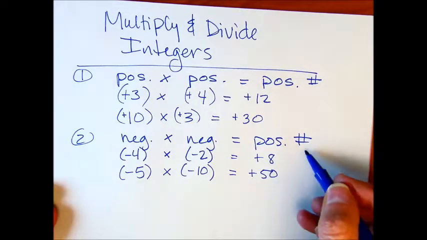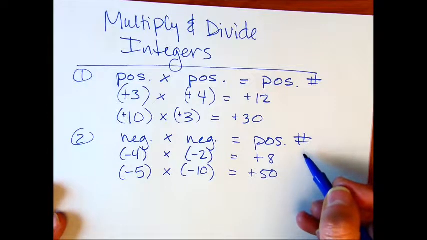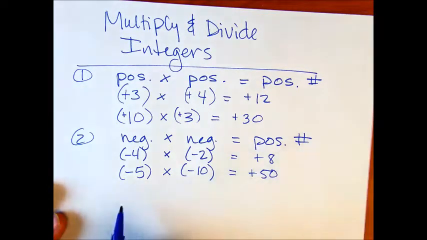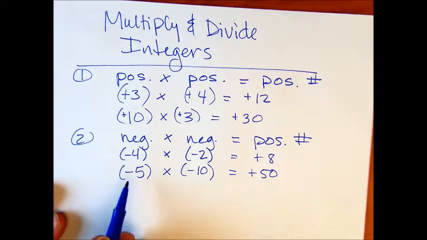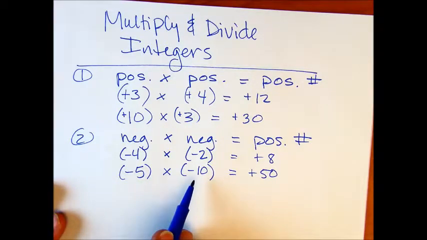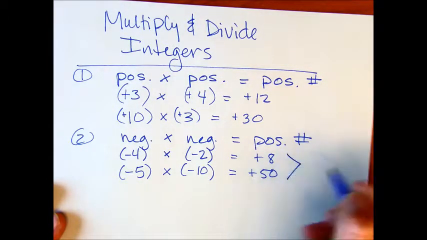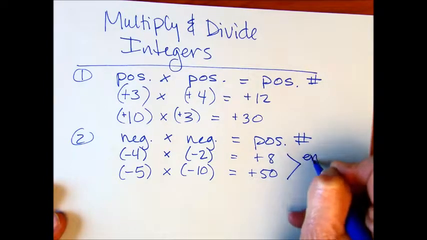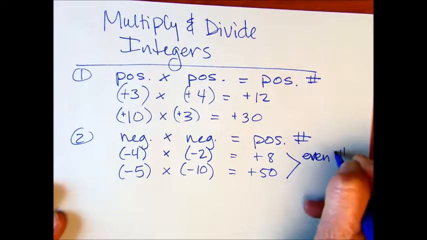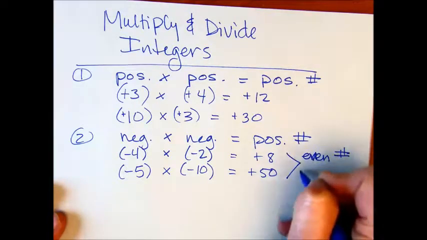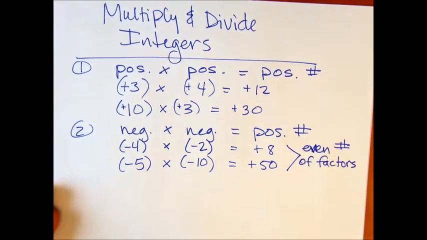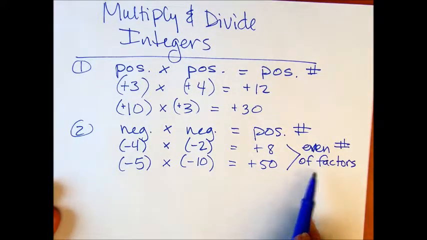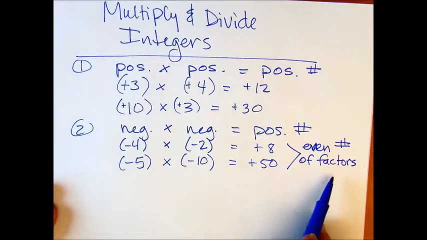Now, this rule is true if you have an even numbered amount of factors. Remember, these numbers here in a multiplication problem are called factors. And in both of these problems, we have 2 factors. So this works with an even number of factors. Now, I'll give you some examples of this after we talk about the third rule.